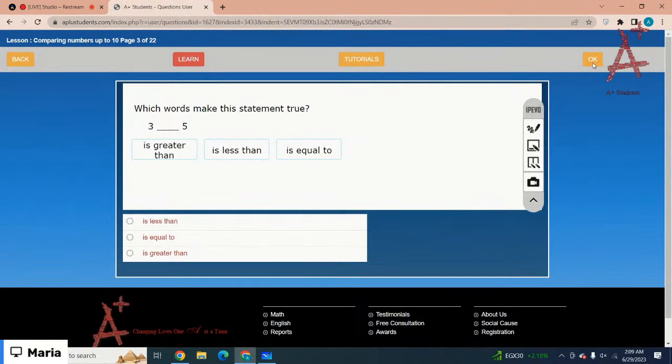Which word makes the statement true? 3 and 5. Which is the correct option? When counting, 3 comes before 5, isn't it? Yes, so that means 3 is less than 5. So the correct option is less than.